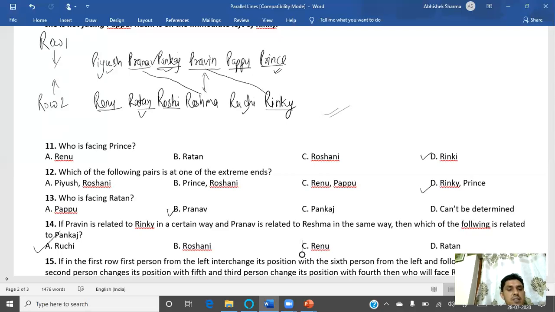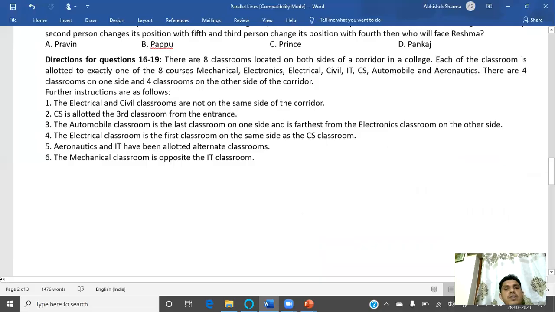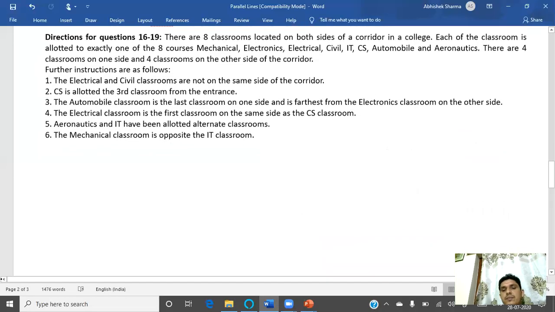Right? So friends, again I am leaving question number 15. Once we have done with the arrangement, you can come up with the solutions, not a big task. Okay, I am coming to the next question, number 16 to 19.